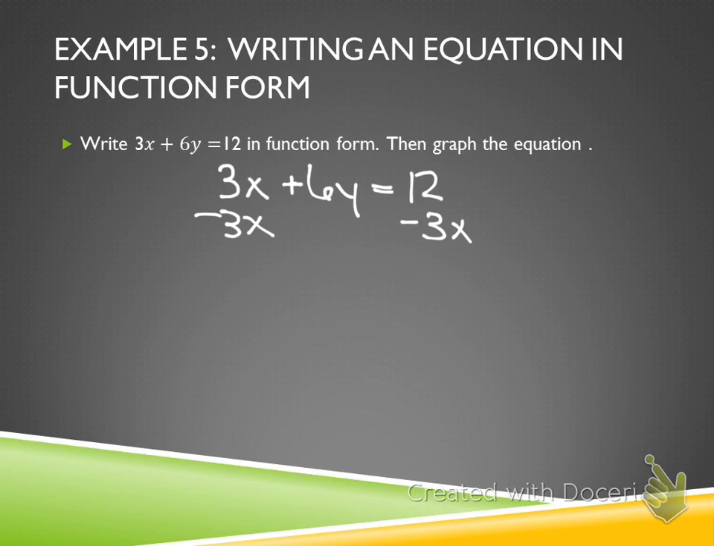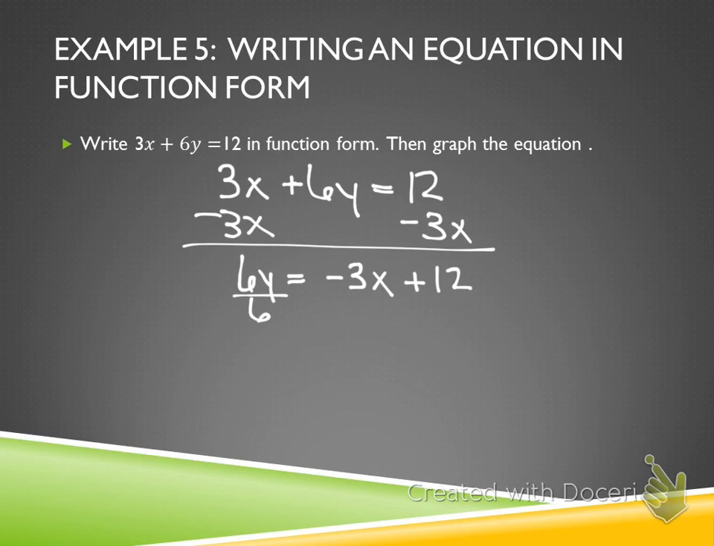Which value did I tell you need to write first over here? Your x value first. So now you have 6y equals negative 3x plus 12. Man, this one's going to be a fraction too. Oh well. Divide by 6. y equals negative 1/2 x plus 2.